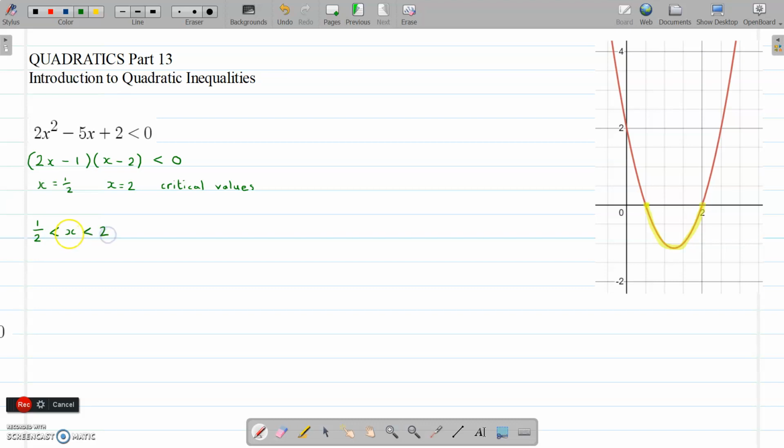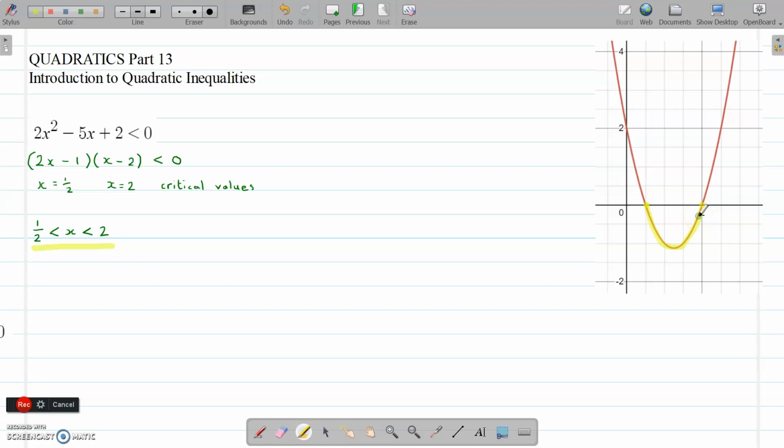In other words, x lies between a half and 2, but not inclusive, because this inequality is less than. So these are both less than. And that's my answer, a single 3-part inequality matching the single piece of shading on here.